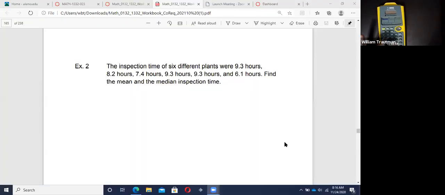9.3, 9.3, 9.3. There are three 9.3s, and it doesn't matter how you type them in. 8.2, 7.4. I can't see, I'm not looking at it, sorry. Enter, and 6.1. So let's see if I typed everything in correctly.